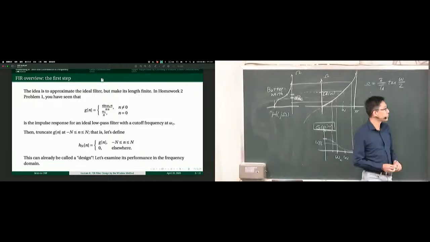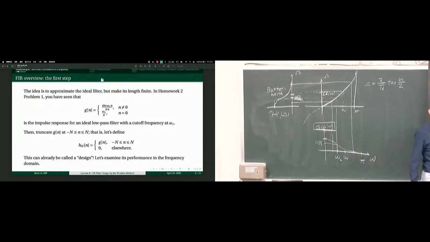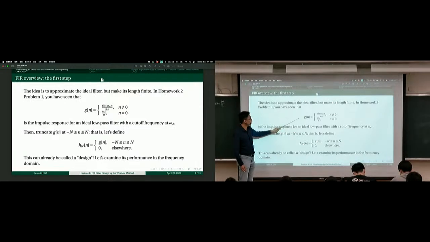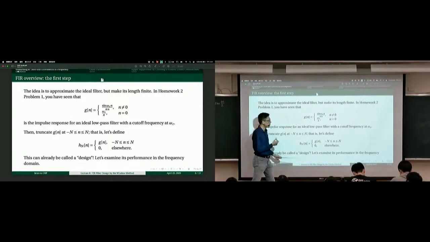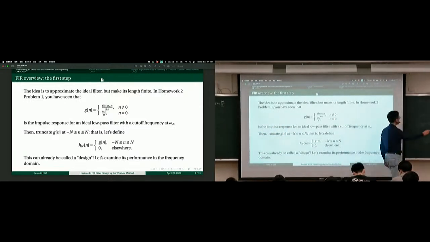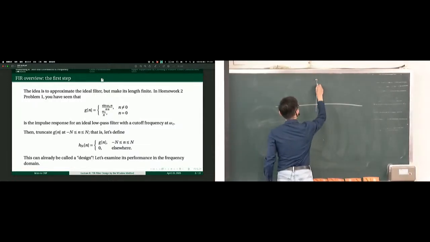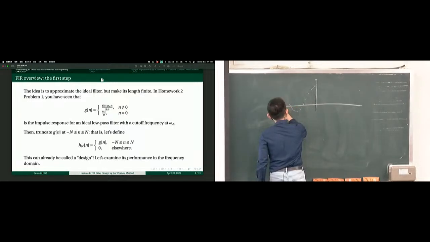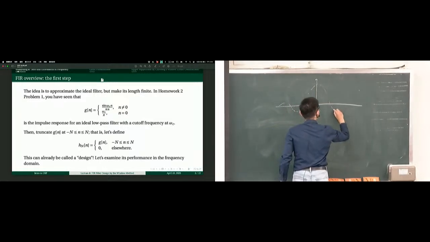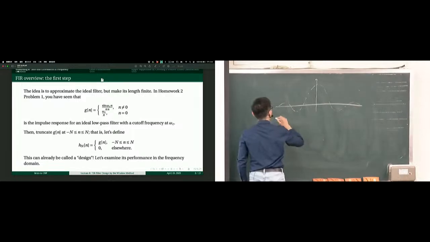First of all, this g of n is not causal, right? It's not causal because it has a negative time part. It's symmetric around time 0. So g of n is symmetric around time 0 with this kind of envelope, the envelope of a sinc function.